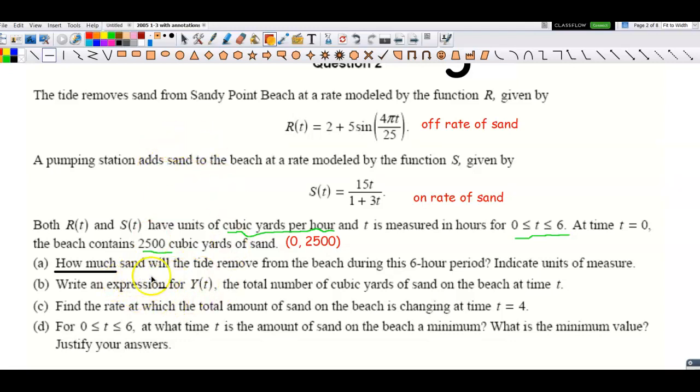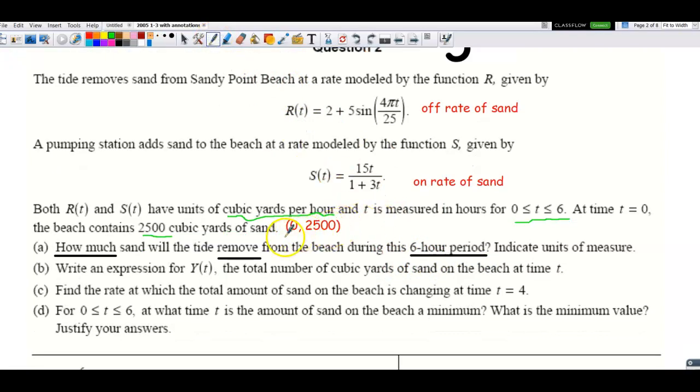So what do they want me to find how much of? How much sand will the tide remove? So we want to accumulate the off rate during this 6-hour period. Now, one of the important things to note is that for question A, the initial condition is not involved. All they want to know is how much sand did they remove from the beach, and we have to indicate units of measure. So letter A is simply an integral, and it's FTC part 1, and we'll go back and look at how to do, well, let's go ahead and do that now.